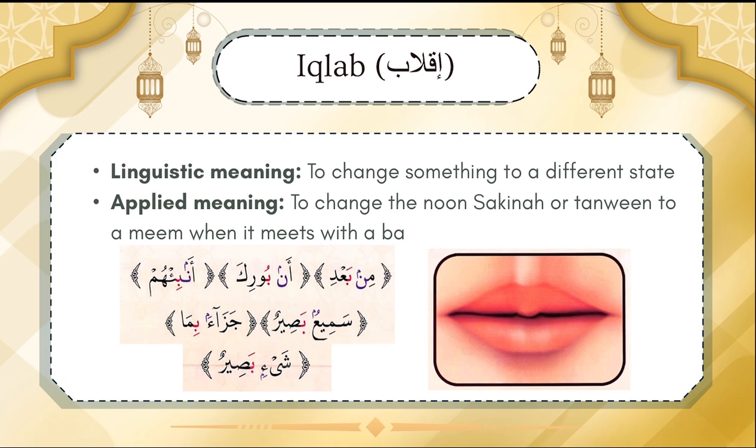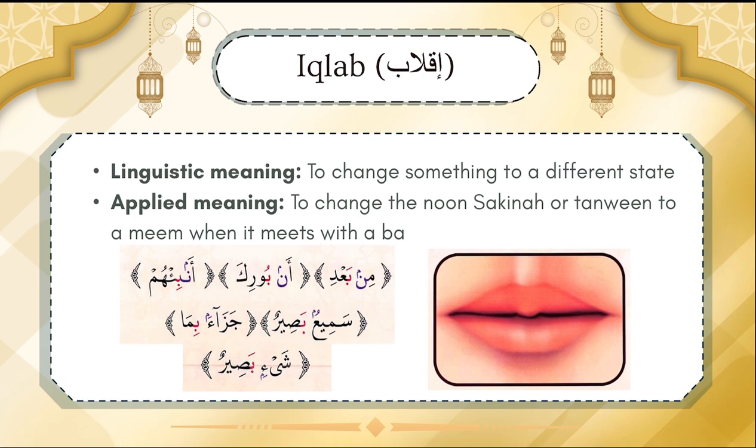Iqlab or qalb, depending on what book you're reading, basically, literally means to change something from one state to another. All right, qalb is literally upside down, basically. We use it in that regard in Arabic in this day and age. It's just flipping something upside down. Now, in the applied meaning, we have a noon sakinah, right? We're going to change it from a noon sakinah to a mim sakinah whenever it meets up with a ba. So harf al-ba, if you have a noon sakinah and after is a ba, you take this noon sakinah, you say thank you, goodbye, and you put a mim sakinah in its place. Does that make sense? Okay.